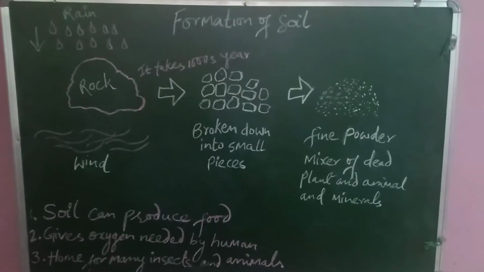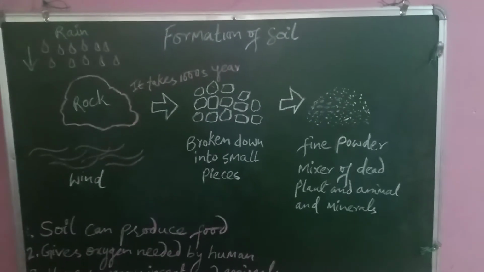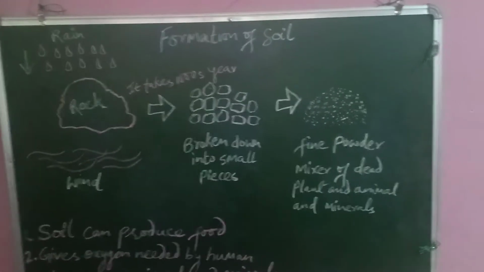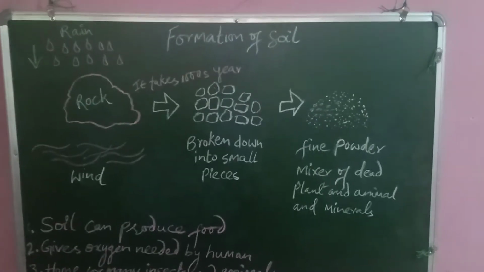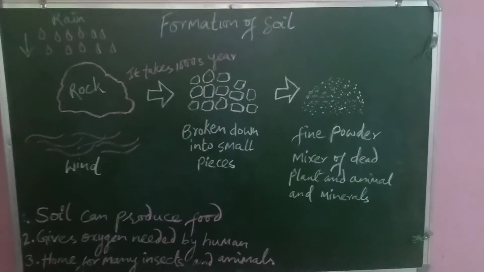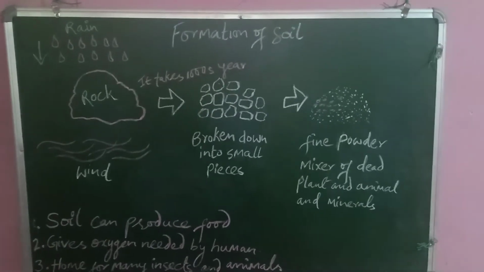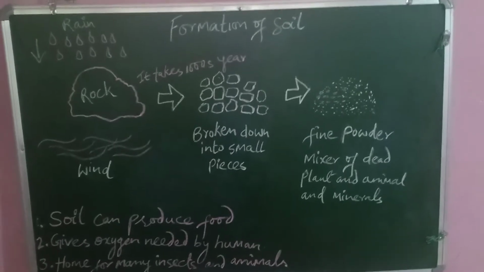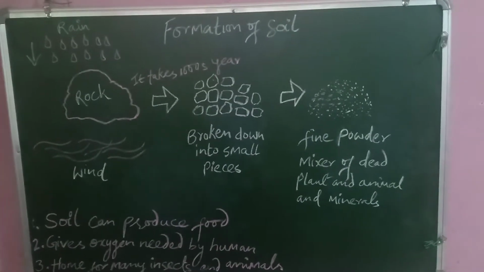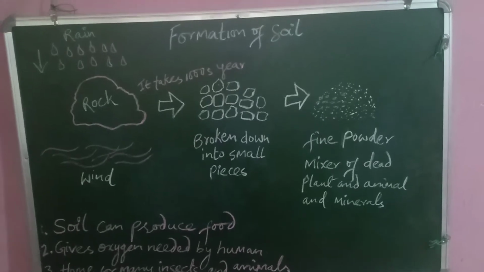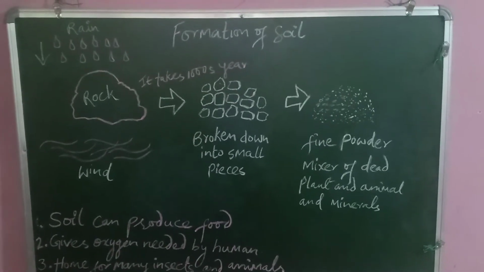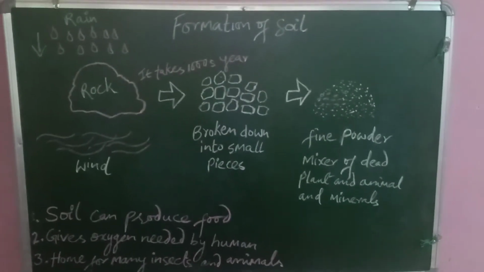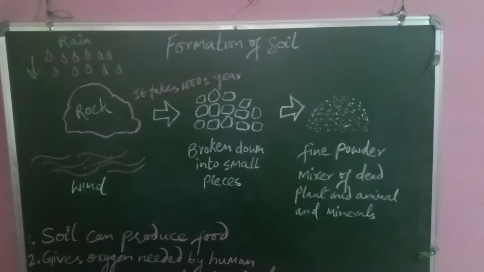It's not that when there is a big rock it suddenly becomes soil. It's not that simple. It takes years. It almost takes thousands of years for it to first be broken down into smaller pieces, and then further broken down into a fine powder, a mixture of dead plants and animals, which is also called humus. This process is called weathering.